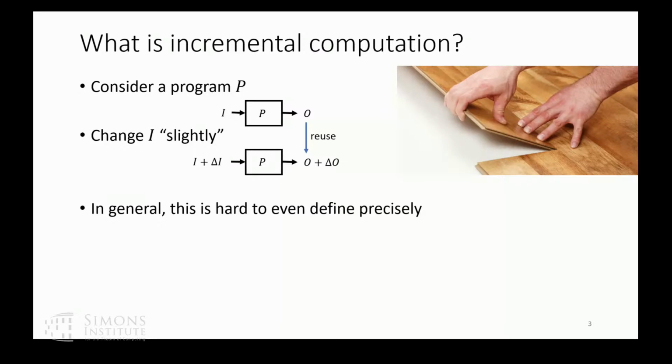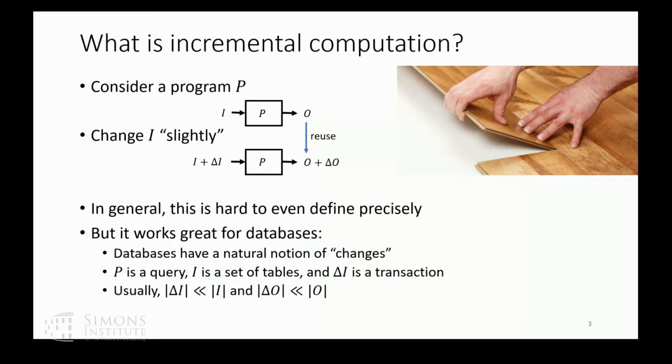It's very hard to define precisely, but there is one area where this works really well, and that's databases. And why? Because in databases, these programs P are what people call queries. And databases have a natural notion of a change. It's whatever you add or delete in a table. Usually a transaction is what we call a change, a set of changes in a set of tables. And also in databases, often databases are humongous, but they are continuously incrementally changed by adding and deleting rows. And these changes tend to be much smaller than databases themselves.